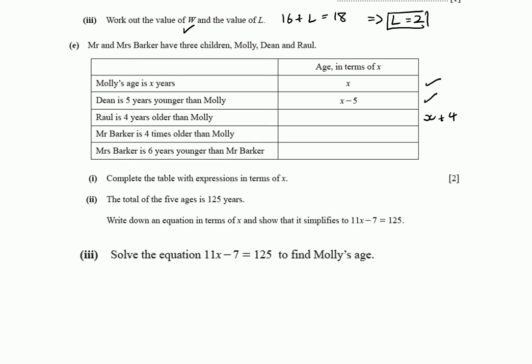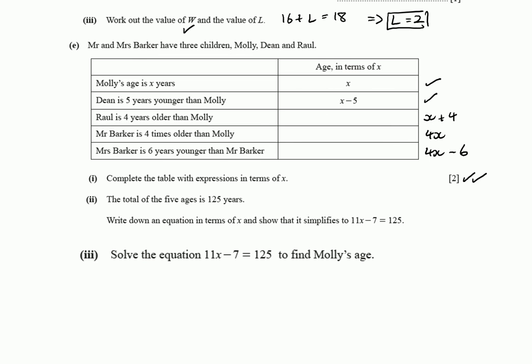Mr. Barker is 4 times older than Molly. So we have to take Molly's age, X, and times it by 4. And the simplest way to write that is simply 4X. And Mrs. Barker is 6 years younger than Mr. Barker. So let's write down Mr. Barker's age, 4X, and subtract 6 from it. 4X minus 6 will be Mrs. Barker's age. And that gets me those 2 points there.